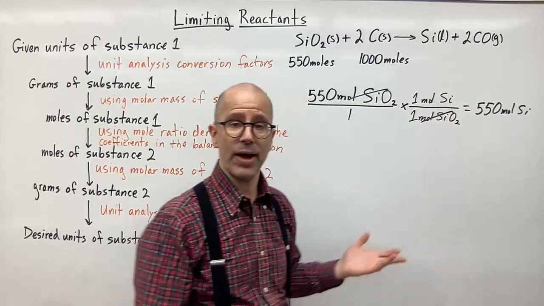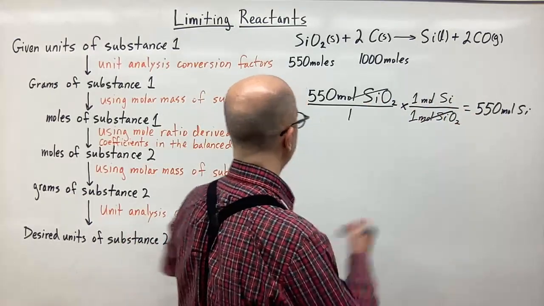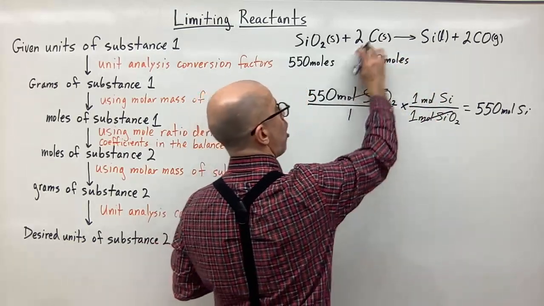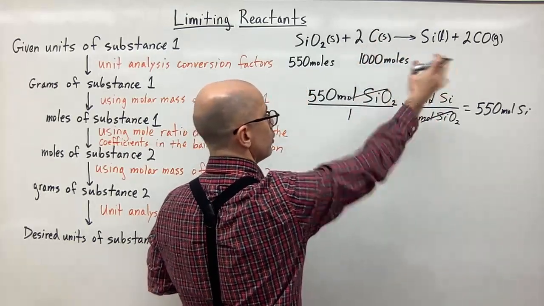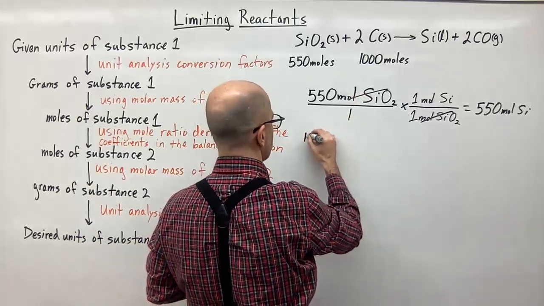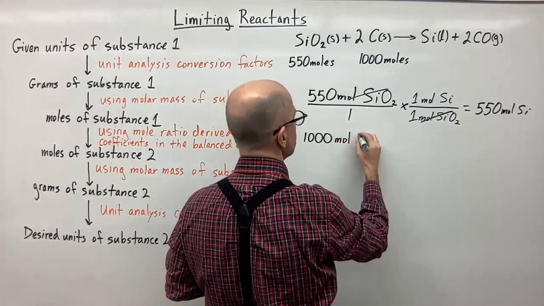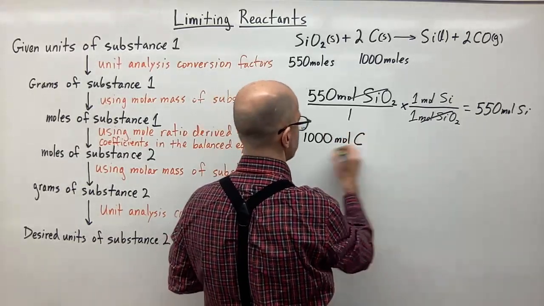Okay, now I have to do the same thing with carbon. How much Si would I get if all 1,000 moles converted to Si? Well, let's find out. So I have 1,000 moles of carbon.